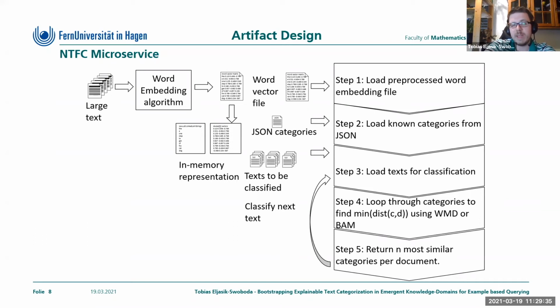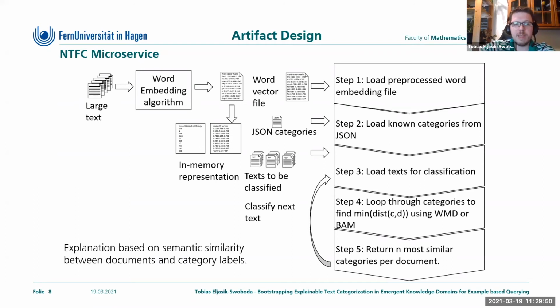And this is basically an unsupervised classifier. It's parameterizable by selecting different word embeddings and different measures like the word mover's distance or the basic additive model and a cosine similarity. Explanations are also generated in natural language, and they are based on semantic similarity between documents and category labels.